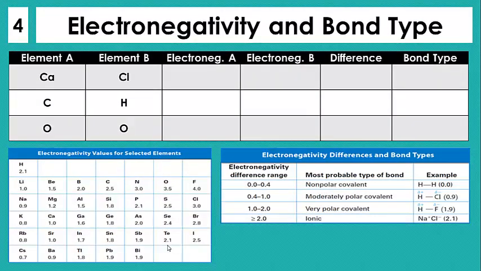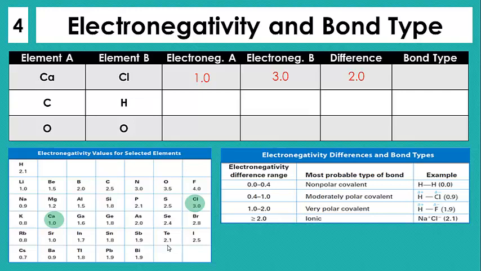Number 4 is asking us to use the electronegativity difference to determine the bond type. So my first element is calcium, and I've got chlorine. If I find the difference there, that's going to be a difference of 2. You can do the absolute value whenever you subtract them. I just want to know how different they are.